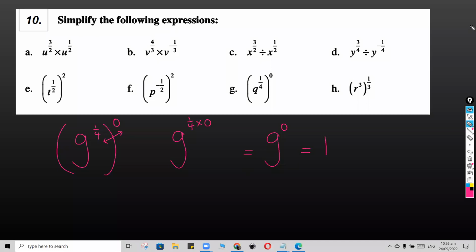The final answer. No, the answer is not even G. Oh no, Q. This is supposed to be Q. I made a mistake, sorry about that. But anything to the power 0 is 1. Remember last time I gave you a smiley face to the power 0 and the answer was still 1. No matter how crazy it is, anything to the power 0 is 1. So how you would write it in the exam is like this: the final answer is equal to 1.